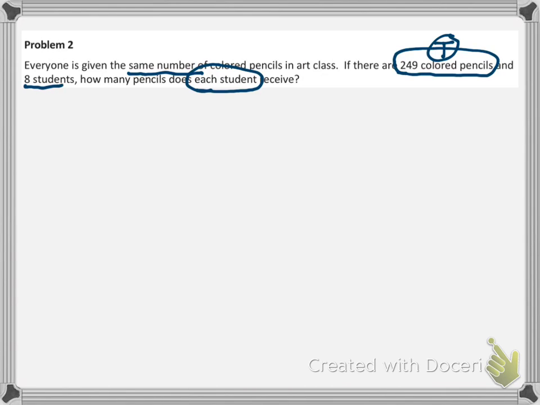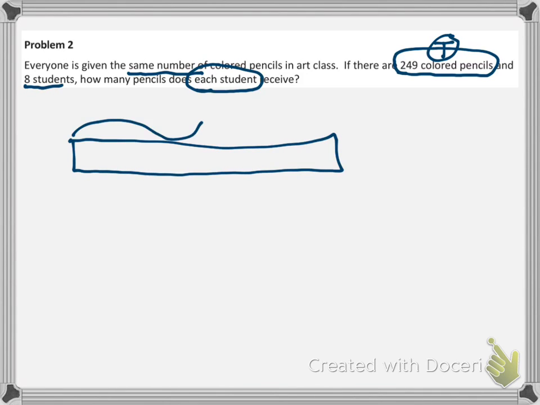So we have to use and draw a tape diagram. So I'm going to draw a tape diagram. And all of this is equal to our total of 249. And because there are 8 students, I need to make 8 groups. So I have my 8 groups in my tape diagram. But I don't know how many each of these students are going to get. I know there are 8 students, and I know they're going to get the same amount of colored pencils.